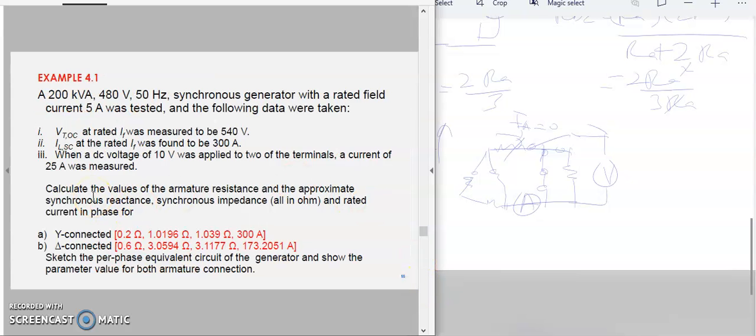So this is an example that we take from the books. We just add another connection. Instead of just Y, we put delta. So you can practice, and I shall share the solution in the next coming slide.